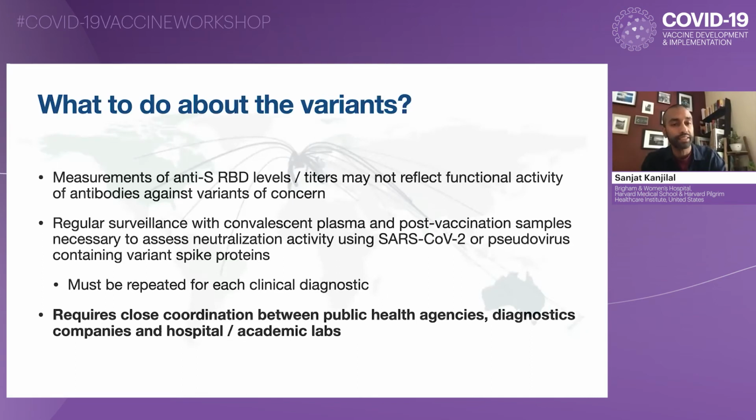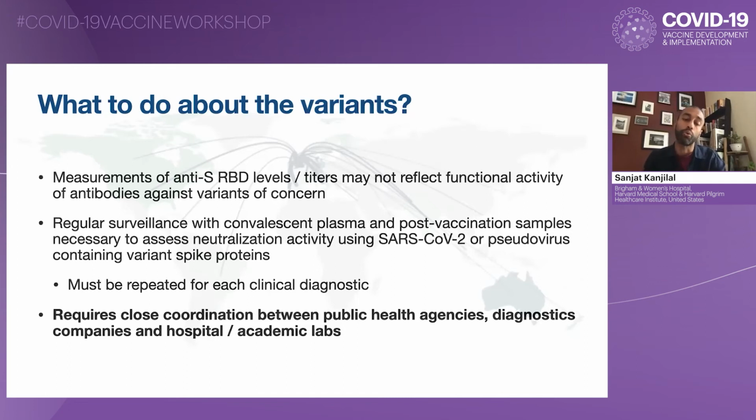So the measurement of these anti-S-RBD levels or titers may not actually reflect the functional activity of the antibodies against these newer variants of concern. And so to overcome this, we require regular surveillance with convalescent plasma and post-vaccination samples at day 0, day 14, and day 42 post-vaccination to assess the neutralization activity using either live SARS-CoV-2 or pseudovirus that contains the variant spike proteins. And as I said in the previous slide, this exercise must be repeated for every clinical diagnostic because every clinical diagnostic will give you a different range of values depending on how the assay is run.